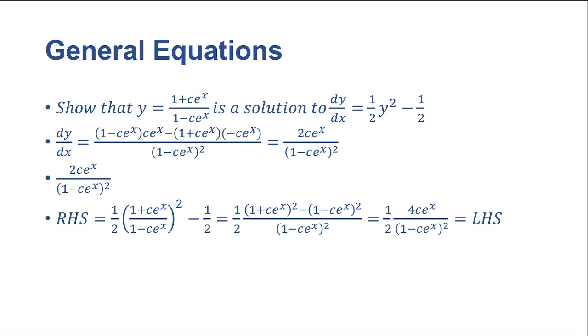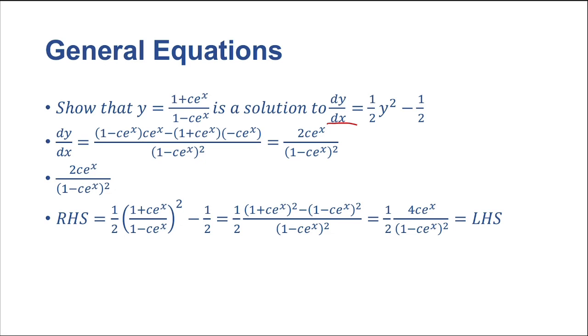So we are going to show that y equals (1 plus c e to the x) over (1 minus c e to the x) is a solution to dy/dx equals 1/2 times (y squared minus 1). Of course, what we need to do first is find our derivative. Again, I urge you to pause the video and try to solve it for yourself, but if you need some help, we'll solve it together. So we're going to find the derivative of y first. Of course, we need to use the quotient rule.